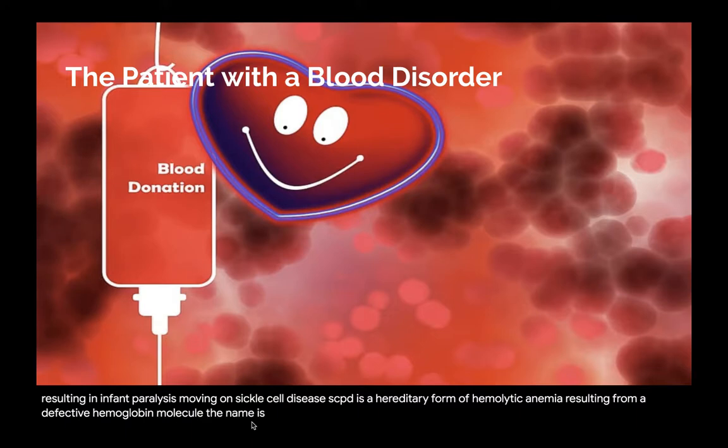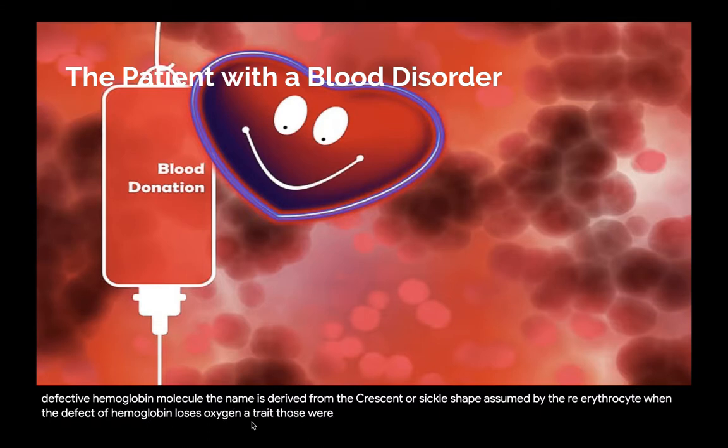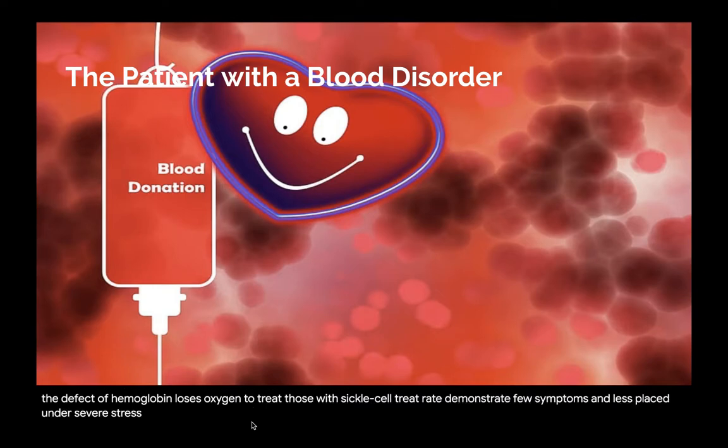The name is derived from the crescent or sickle shape assumed by the erythrocyte when the defective hemoglobin loses oxygen. It is an autosomal recessive trait. Those with sickle cell trait demonstrate few symptoms unless placed under severe stress. The disease process of sickle cell disease.